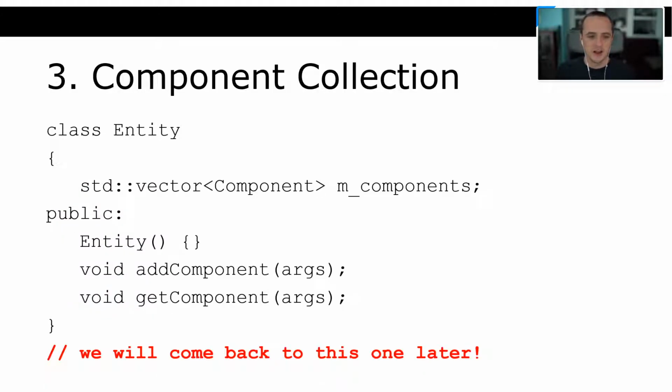Okay. Now, if we wanted to, for example, the second option would be to store a collection of components. You might think, okay, well, maybe I'll have a vector of component base classes or something like that. And then what would happen is you'd have an add component function with some arguments and a get component function with some arguments. But we'll get back to that later, because that can actually be a little bit complicated. So I'll have like half of a lecture just devoted to that specifically.